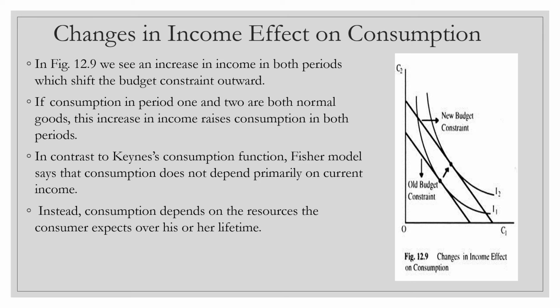In this video, we are going to look into the changes in the income effect on consumption. In the figure, you can see that an increase in income in both the periods shifts the budget constraint outward. If consumption in periods 1 and 2 are both normal goods, then this increase in income would raise consumption in both the periods. In contrast to the Keynesian consumption function, the Fisher's model says that consumption does not depend primarily on the current income.